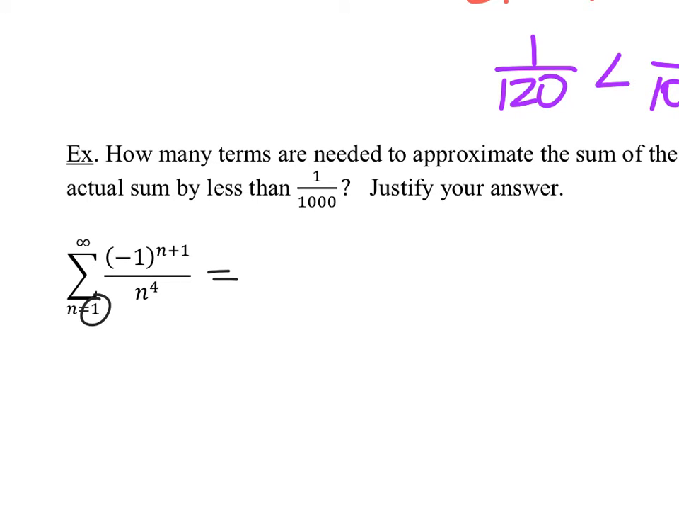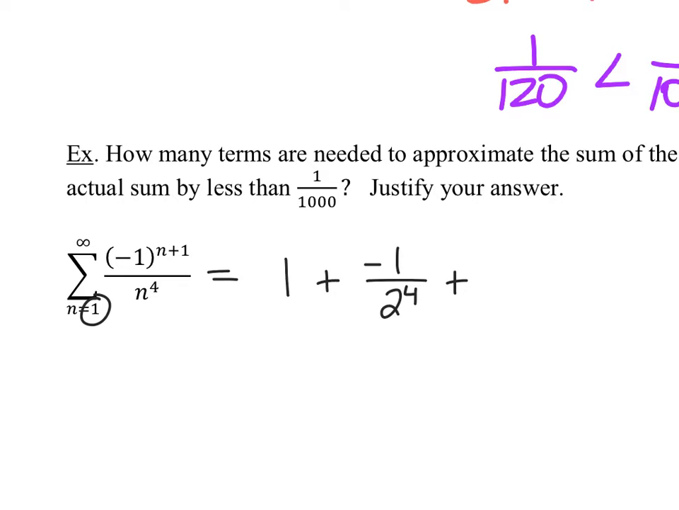So if I plug in a 1 to start, that's going to give me an even power. Even power, so negative number to an even power gives me a positive. So 1, positive 1 over 1 to the 4th is just going to be a 1. Plus, the next one is going to be negative, because if I plug in a 2, it's going to give me an odd number on top. So a negative to an odd is going to give me a negative. So negative 1 over 2 to the 4th. We'll simplify in a sec.